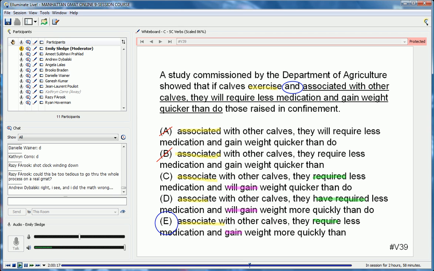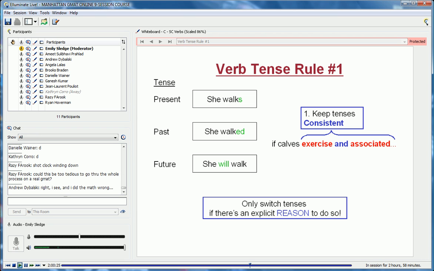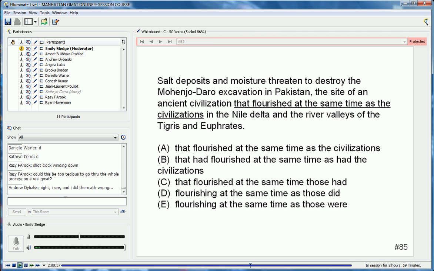You guys seem pretty solid on this one. So that's good. It is our first rule. Anytime you see a tense, you want to keep them consistent, certainly if they share a subject. Only switch tenses if they give you some indication that the tenses ought to change. And they'll make it very clear if that's the case. Try this one out.